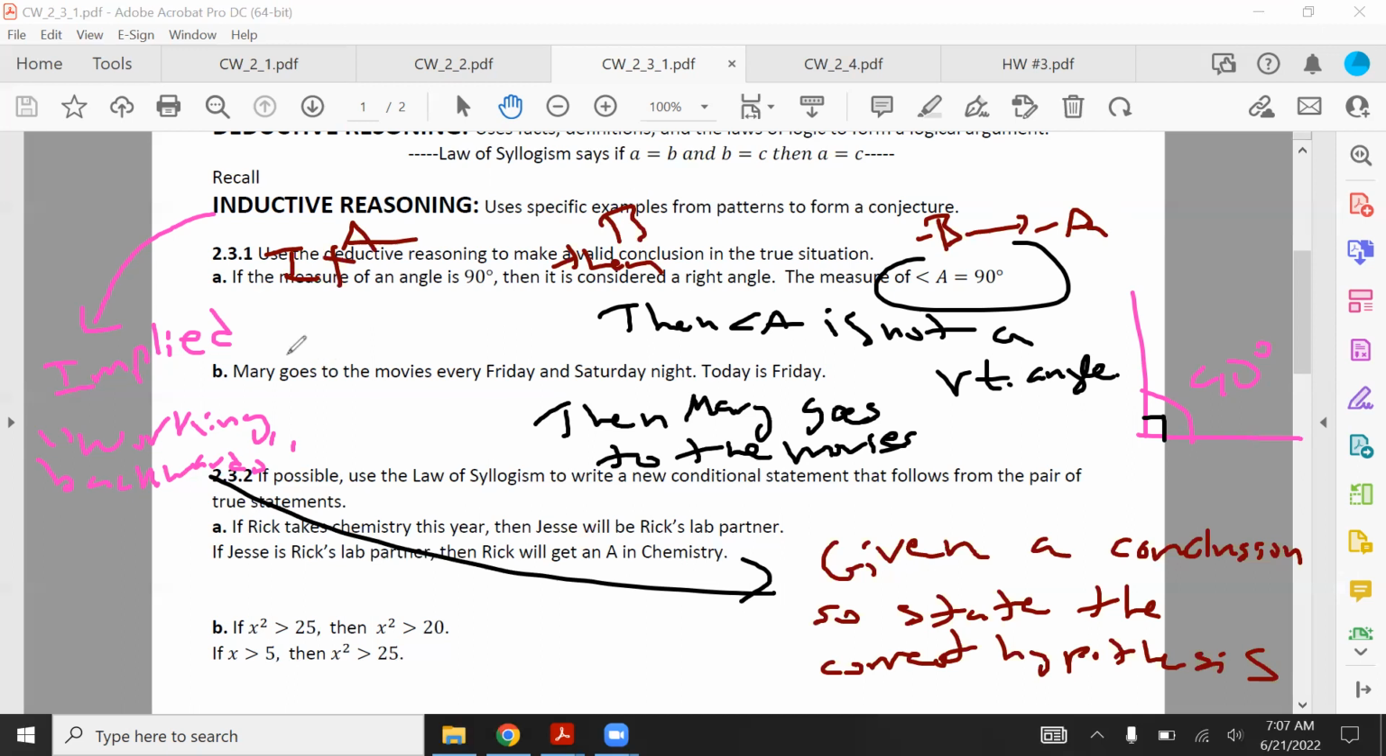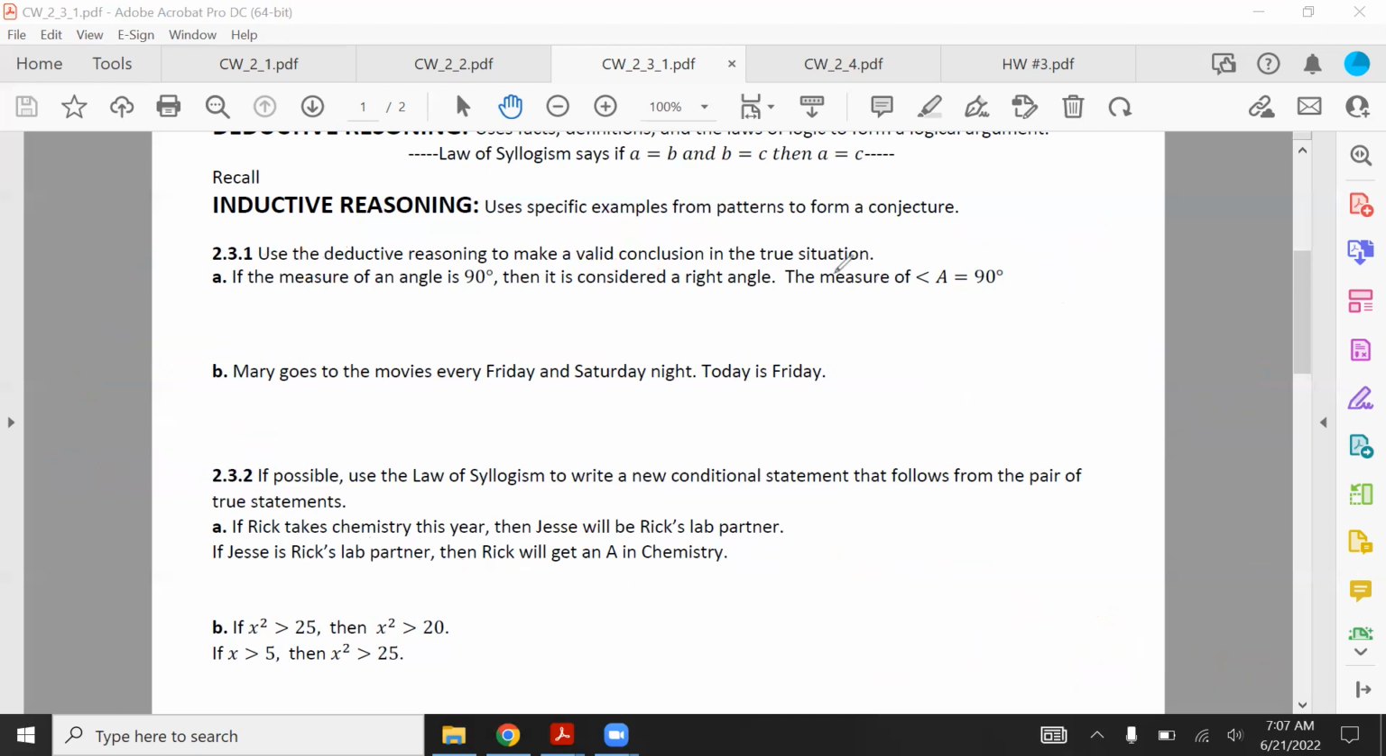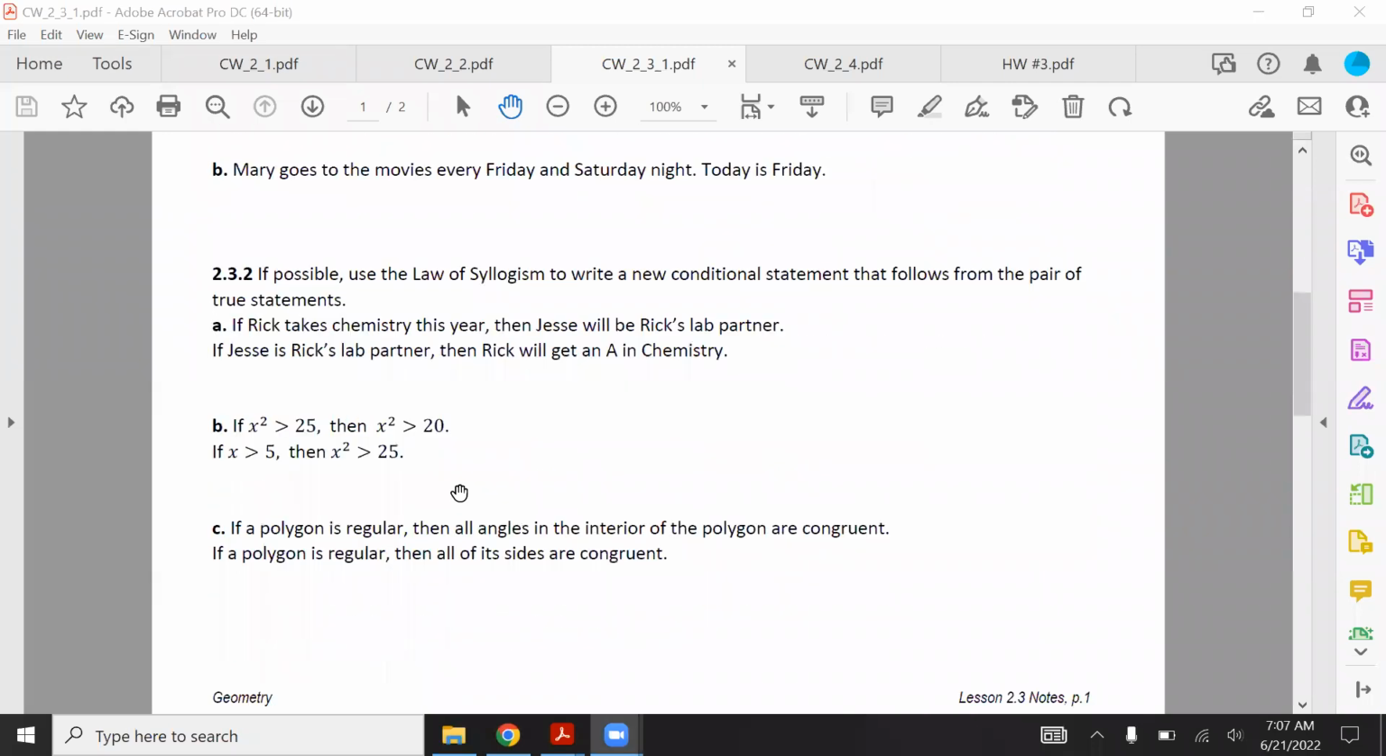And if that's your if, she goes to the movies, then it's Saturday. So it's Friday or Saturday. So it's Friday. So she goes to the movies. And that was a biconditional because it's every Friday and Saturday.